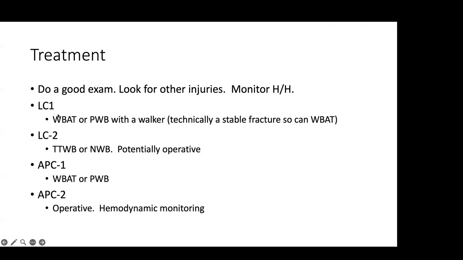LC1 fractures, weight bearing as tolerated or protected weight bearing with a walker. Depends on the attending preference. Some people like to be much more cautious with these. LC2s are touchdown weight bearing and potentially operative. APC1 just means that the anterior ligaments are either sprained or slightly torn. It's very rare to see this. If you're not sure, just call and ask the attending. But APC2 is usually operative, and depending on how wide that pelvis is, they might need some hemodynamic monitoring.